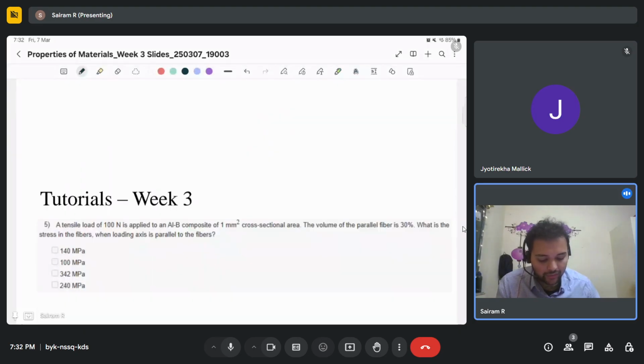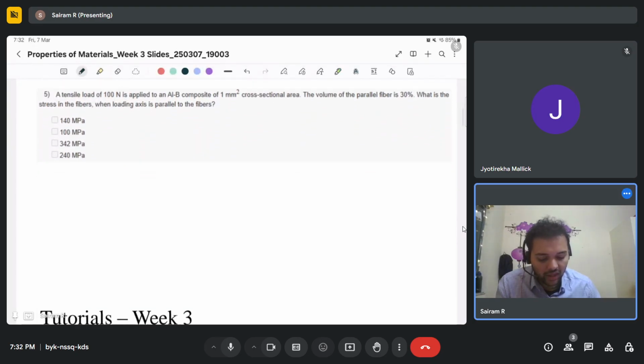Okay, moving on to the fifth question. A tensile load of 100 Newton is applied to an aluminum boride composite of 1 mm square cross-sectional area. The volume of the parallel fiber is 30%. What is the stress in the fibers when the loading axis is parallel to the fibers?